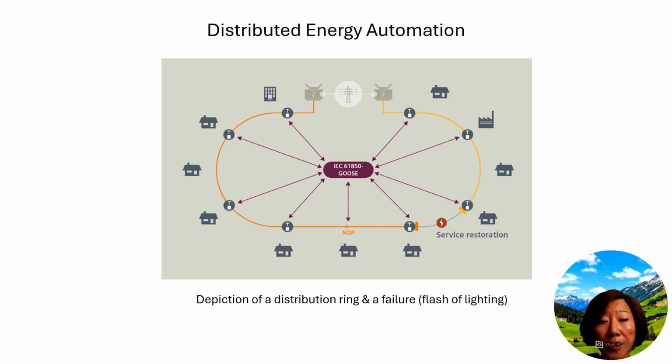Here on the slide is an illustration of a distribution ring and a fault. You could see that is depicted by a flash of lightning icon. That's a fault. The fault location, isolation, and service restoration, the acronym I just told you, FLISR solution, comprises switch controller devices specifically designed for feeder automation applications.